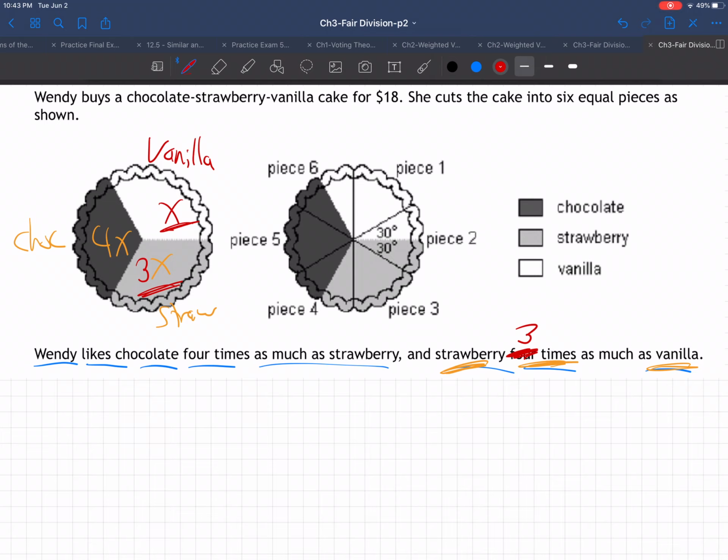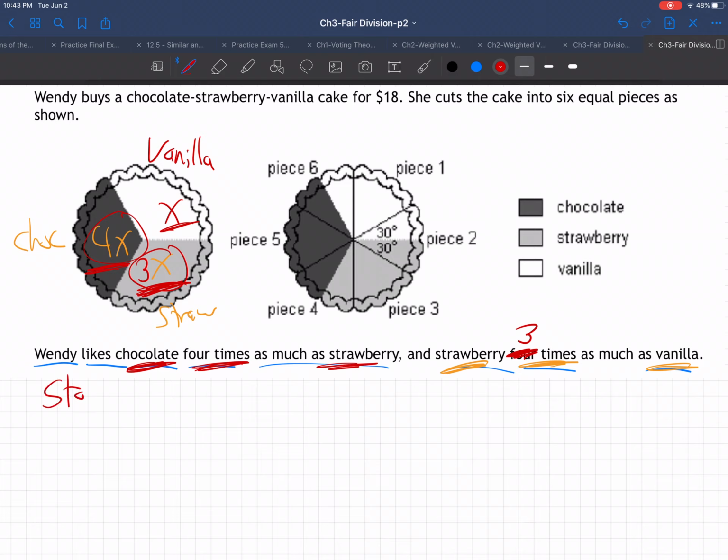Strawberry is 3 times vanilla. But now we've ruined the chocolate-strawberry connection because chocolate is supposed to be 4 times strawberry. Right? 4 times 3x isn't 4x. See how it's wrecked now? Okay, so I wanted to show you what not to do. So what do you do?